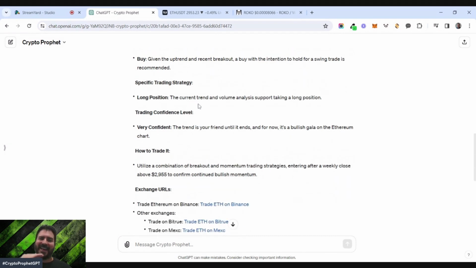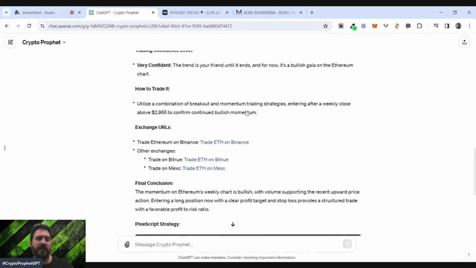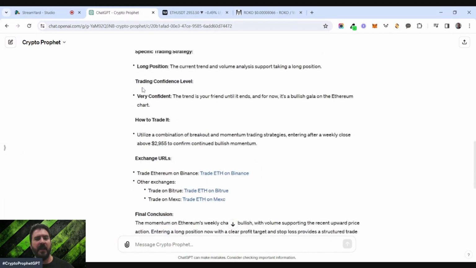And now it'll go into the exact trading strategy that you should use in this particular trade for Ethereum. Long position: the current trend and volume analysis support taking a long position, definitely not a short in the bullish market right now and in a bull run. Trading confidence level: very confident. The trend is your friend until it ends. And for now, it's a bullish gala on the Ethereum chart, right? So for you conservative traders out there, Ethereum could be a very good bet for you to trade right now.